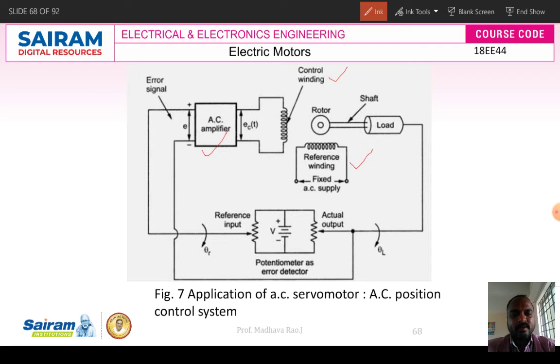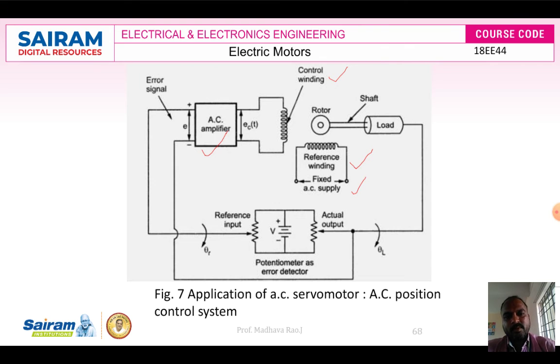The reference winding is always supplied directly from the mains, and here we have a potentiometer. The potentiometer is connected to the load and AC amplifier, which amplifies the controlled voltage or error voltage. So, this is the AC servo motor diagram, the AC position control system.